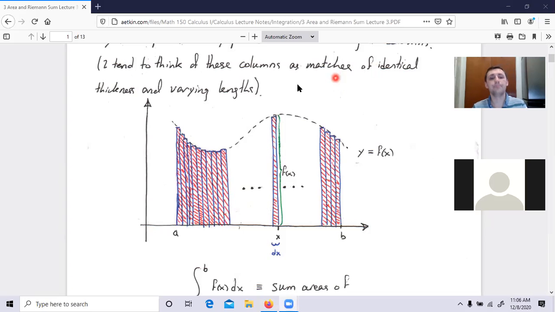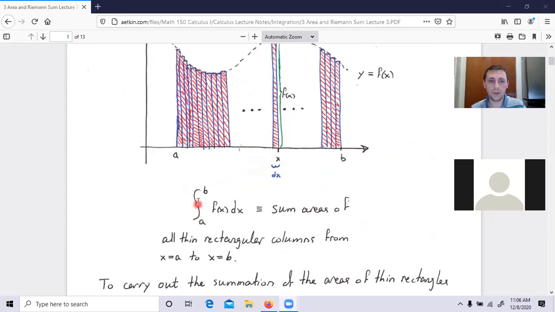All right. So again, what is the symbol integral from a to b of f of x dx? That means sum all the tiny thin rectangles from a to b. And f of x dx means what? dx is the width of the rectangle. f of x is the height of that rectangle. Good?